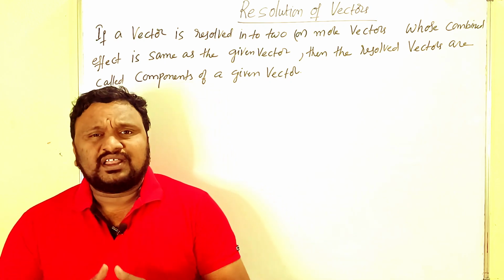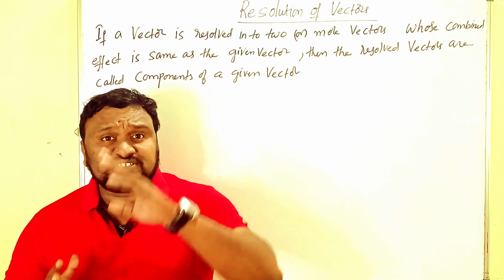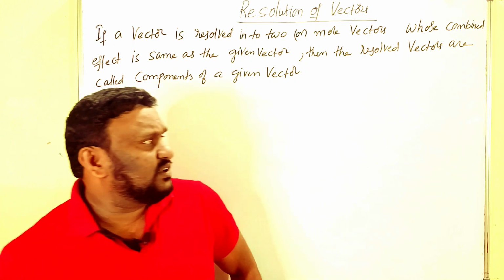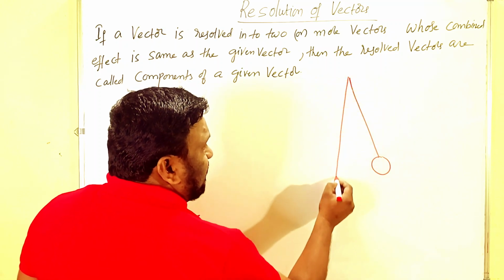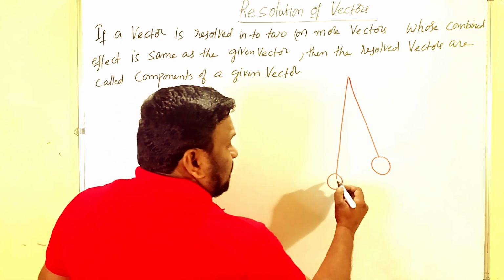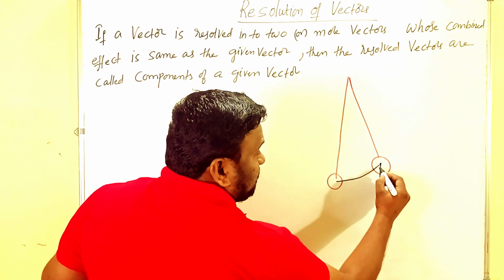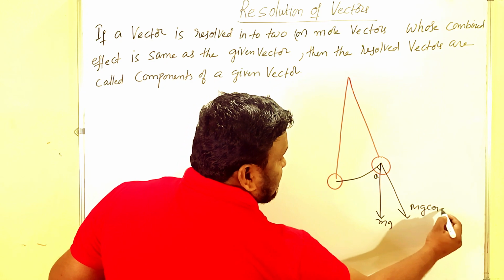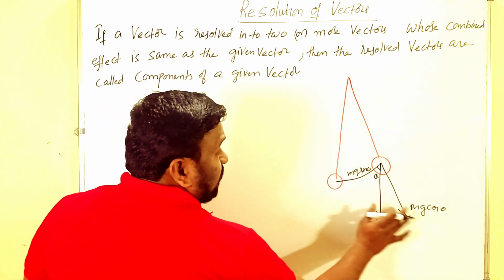Clear children? Already in first year, in so many topics, we discussed the resolution of a vector. If any particular vector is in a particular plane, then that vector can be divided into components. For example, take a simple pendulum at the mean position. At the mean position, the weight is divided into two components. So this is the weight, and it is divided like this: this is mg cos theta, and this is mg sin theta. Here there is only one vector, the weight, and it is divided into two components.